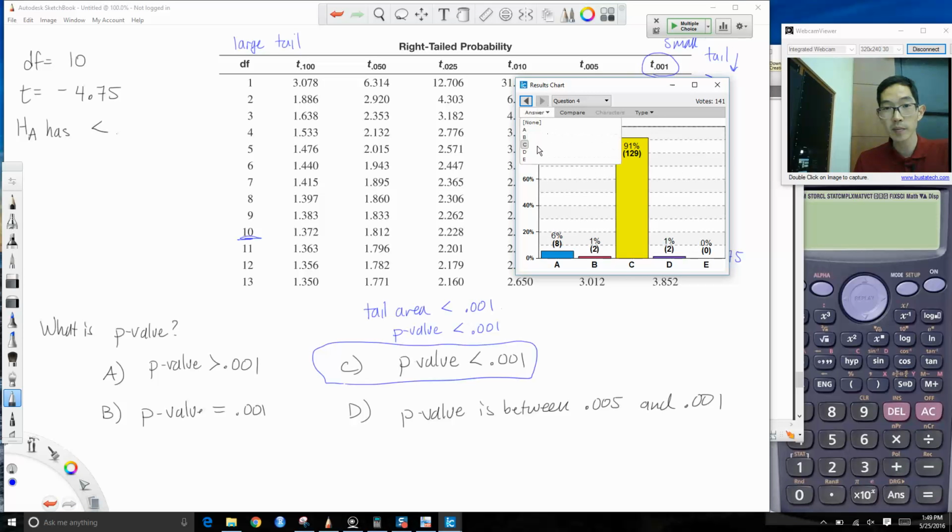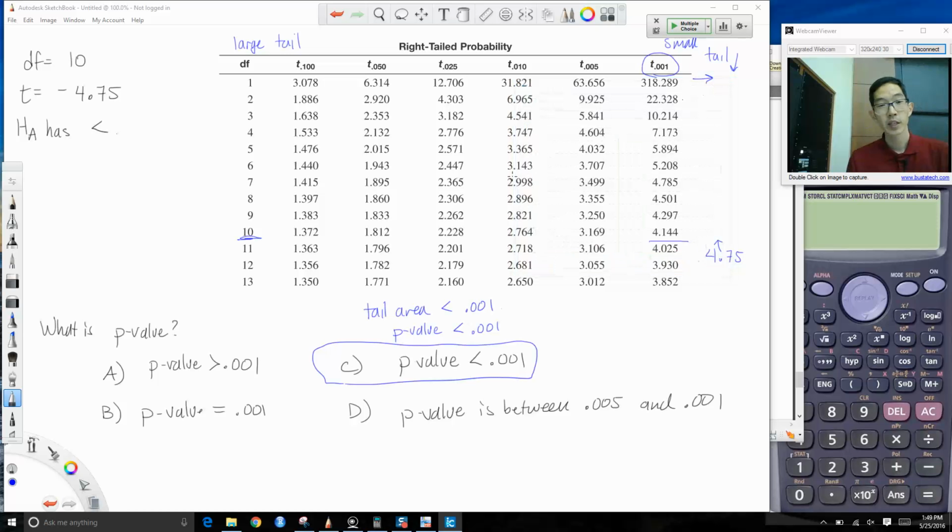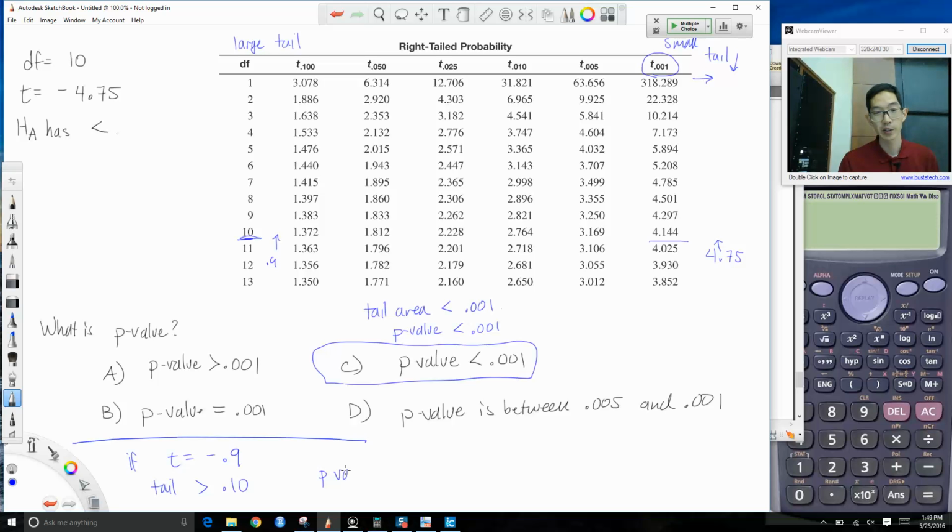And likewise, if t were equal to negative 0.9, we would say 0.9 is over here, and therefore your tail area would be greater than 10%, and your p-value would be greater than 10% as well.